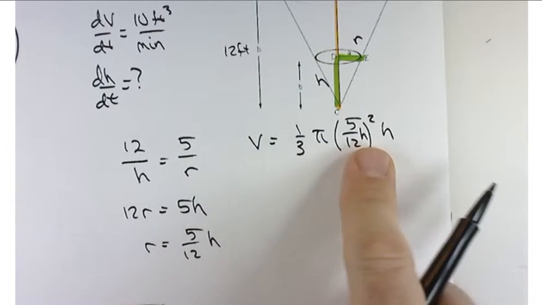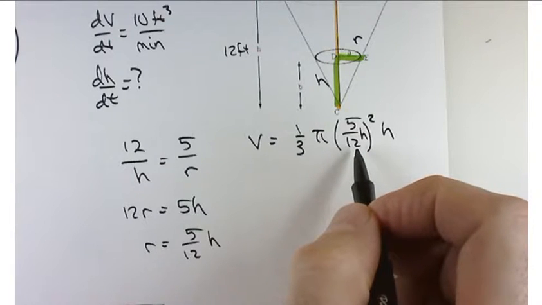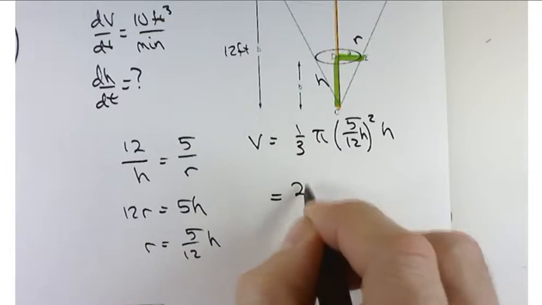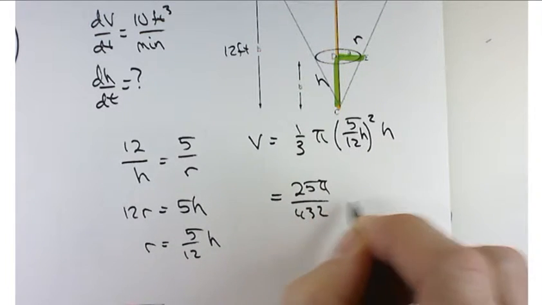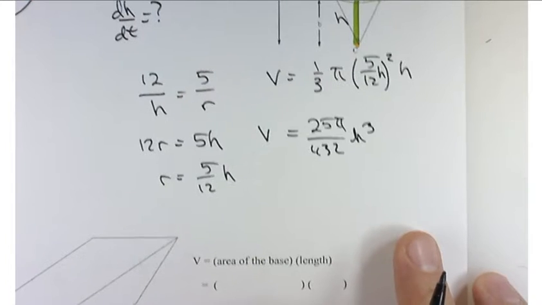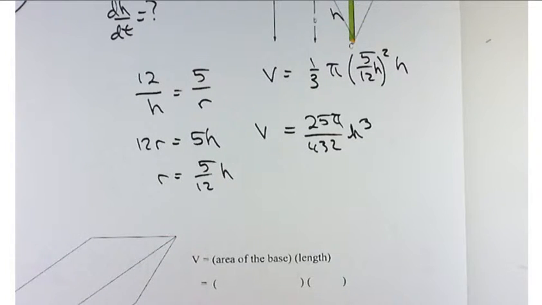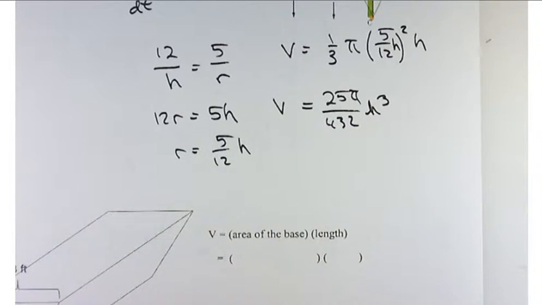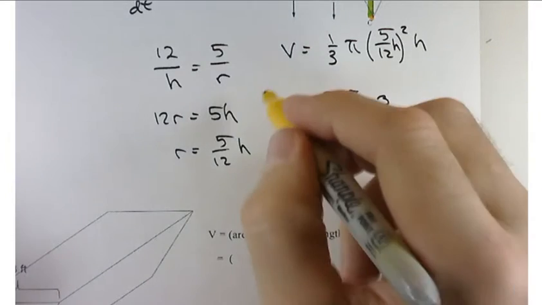So I'll take that expression, plug it into my volume formula. 12 squared is 144, times 3 is 432. So I'll have 25 pi over 432 h cubed is V. Whew. All right. Well, we're getting closer. How are we going to solve, or what are we going to do next from here? Good. Differentiate with respect to what? Good. With respect to t.